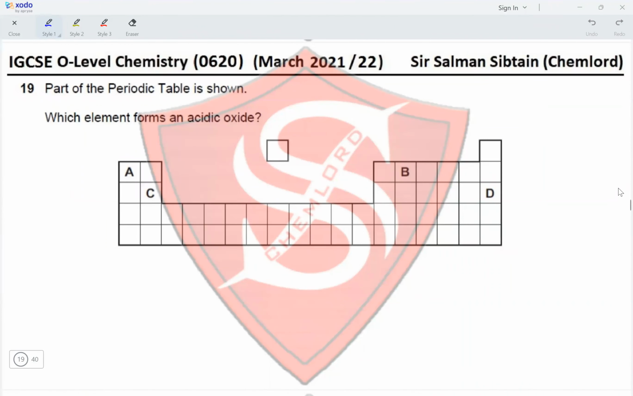Question 19. Part of the periodic table is shown. Which element forms an acidic oxide? So element A is lithium, C is magnesium, B is carbon, and D is argon. So which element forms an acidic oxide? Lithium oxide is basic, magnesium oxide is basic, carbon dioxide is an acidic gas, and argon does not react with oxygen. So the only acidic substance produced is carbon dioxide, making option B the correct option for this question.